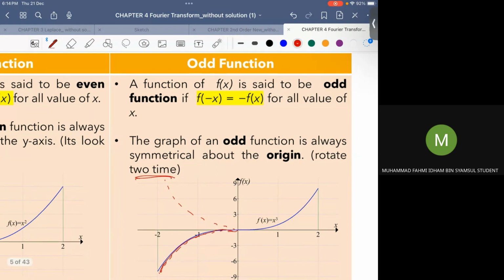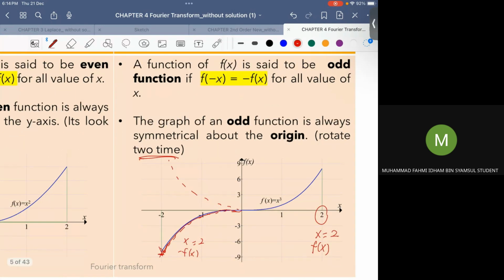So whenever you substitute x, let's say x equal to 2, f(x) equal to 9, positive 9. So when you substitute here, you get the negative f(x). So when you substitute x equal to 2 here, you get negative f(x) here. So this graph is about x to the power of 3. So when x equal to 2, you get 8. When x equal to -2, you get -8.